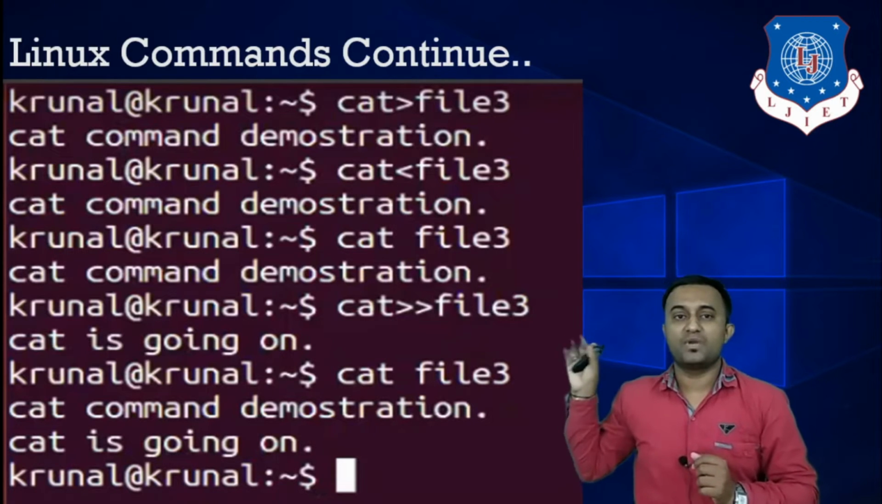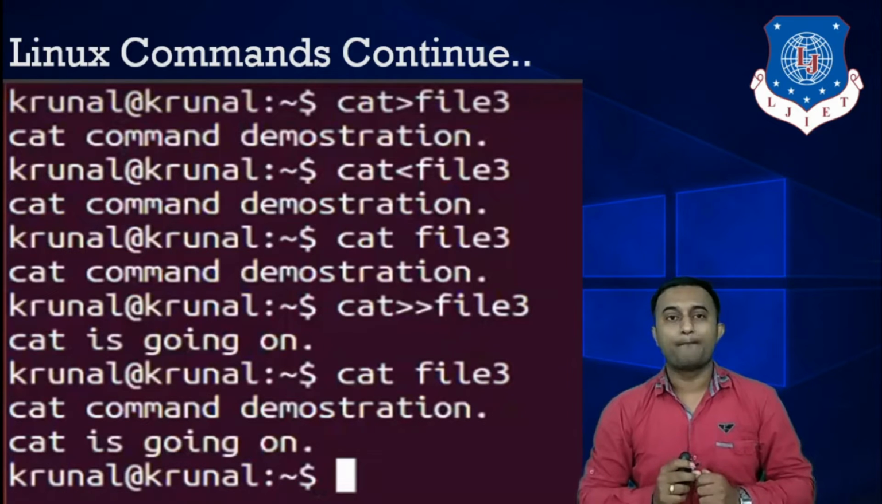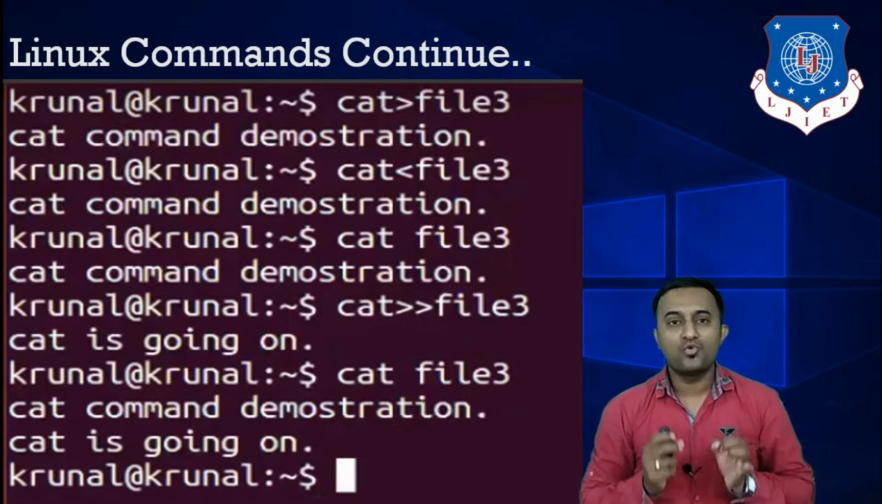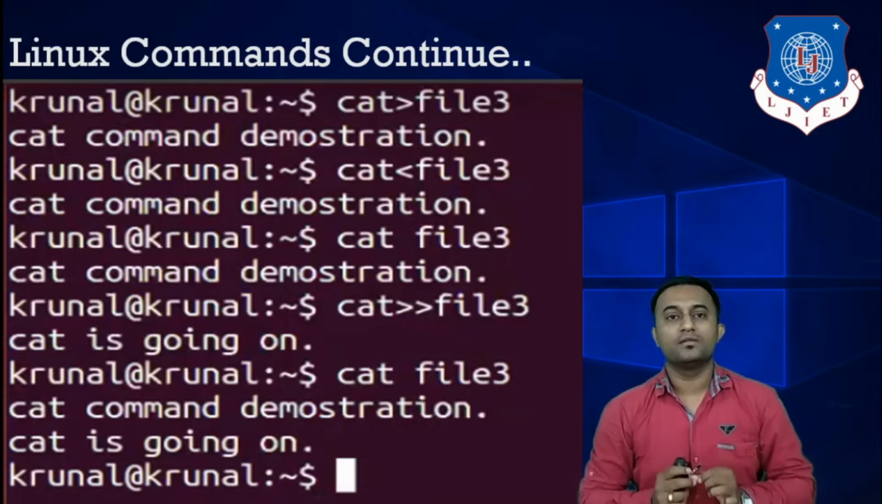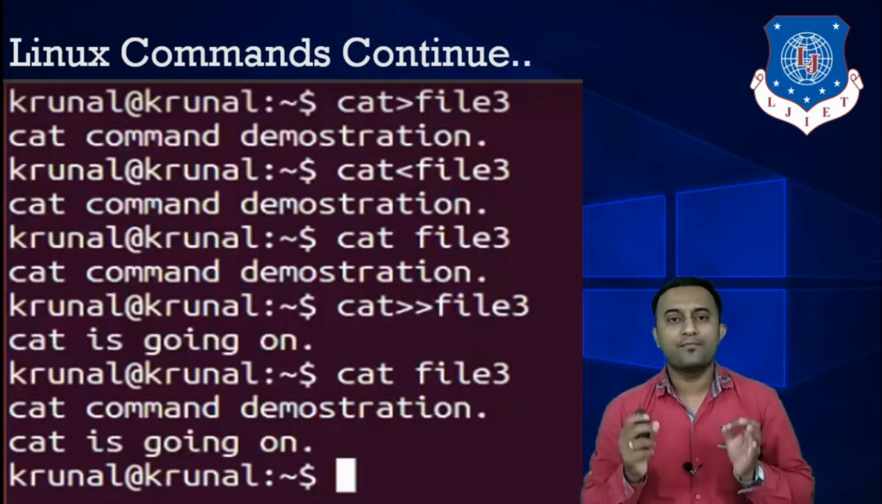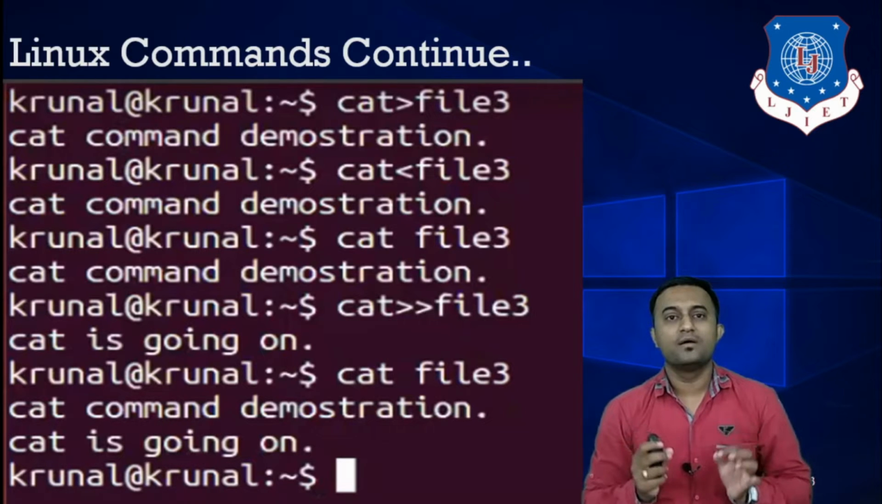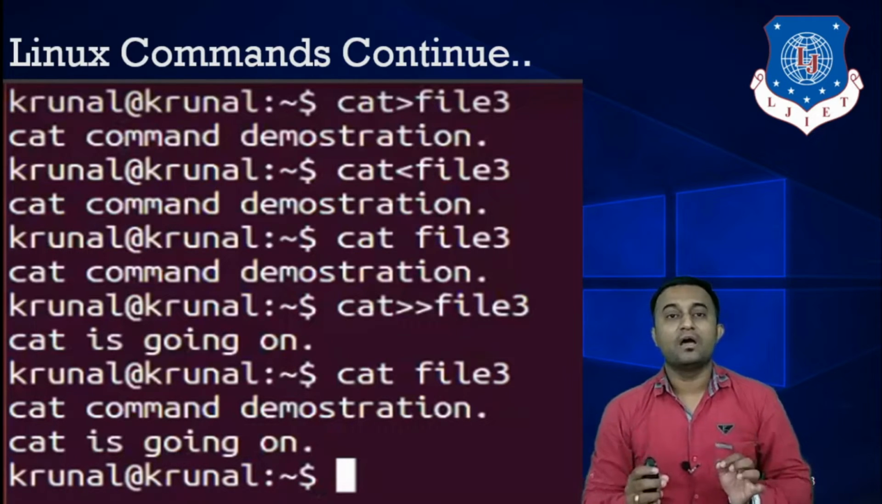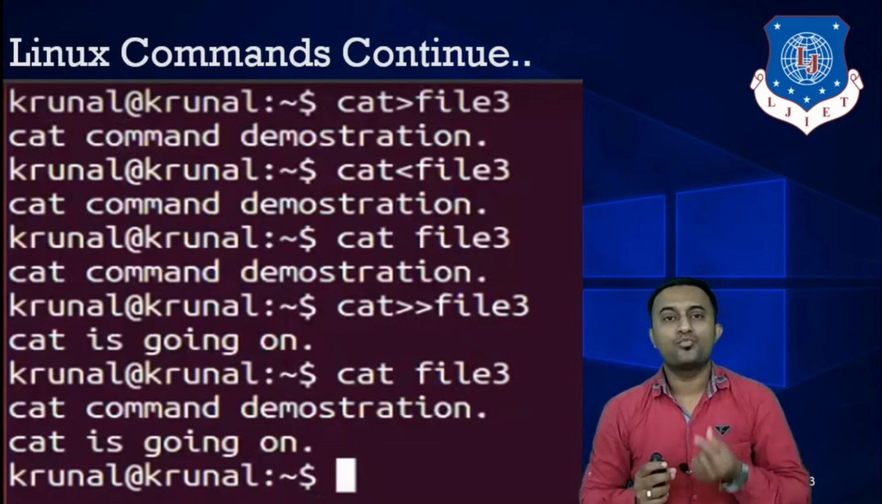You can see in this snapshot, in the first row, I have used cat. Then one special operator, the output redirection operator, and then the file name, file3. It means with the help of this command, I am going to create one file, which is file3. While creating the file, I simultaneously insert something in that file. So: cat, output redirection operator, then file name.